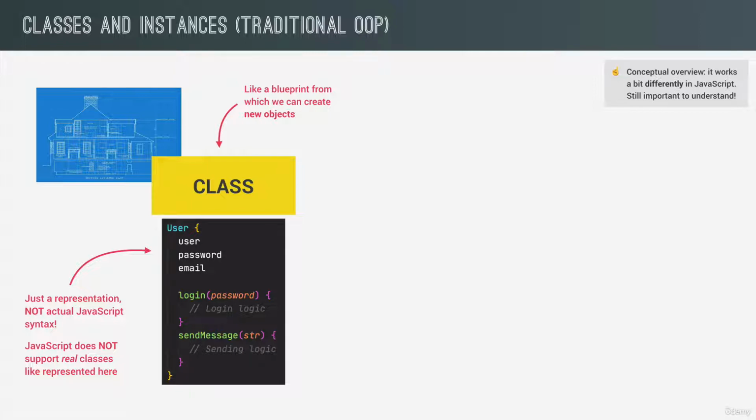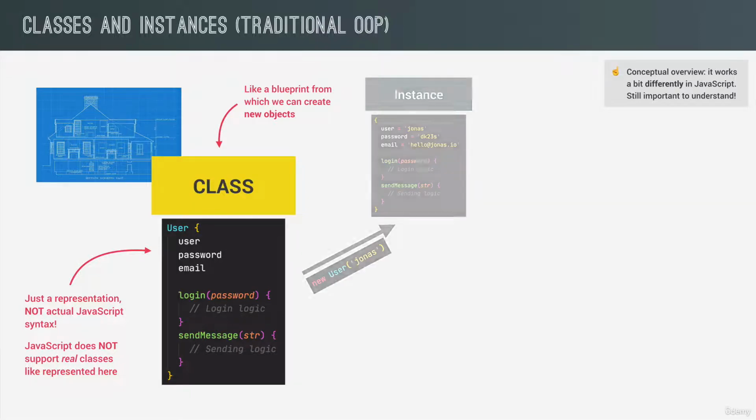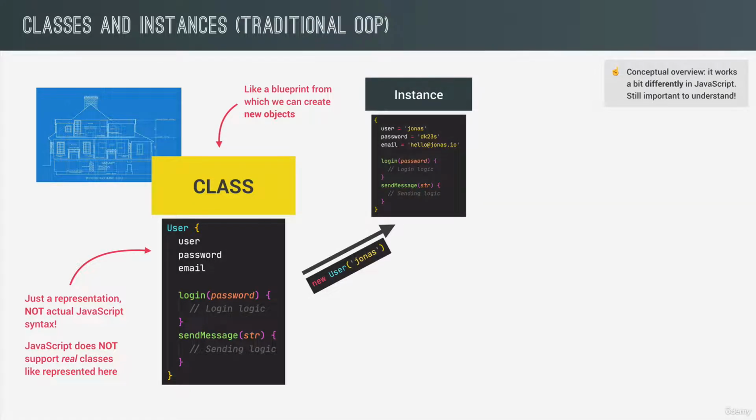But now let's use this class and actually create a new object from this class. And you see that now we actually have real data about the user in the object and not just a description of the data like we have in the class, so in the plan. Now we call all objects created through a class instances of that class. So again, an instance is a real object that we can use in our code, which was created from a class. And the class itself is not an object.